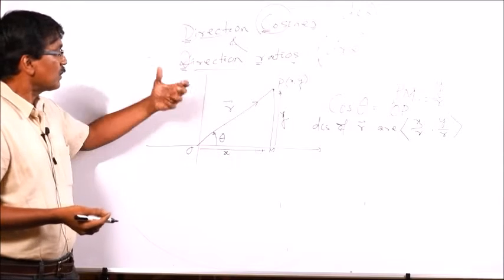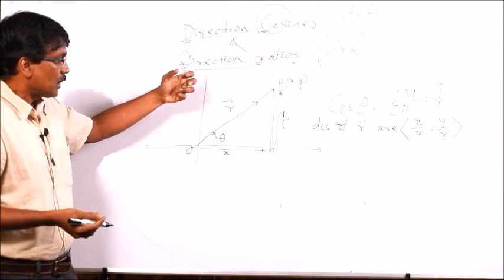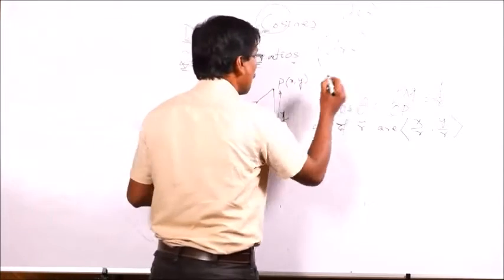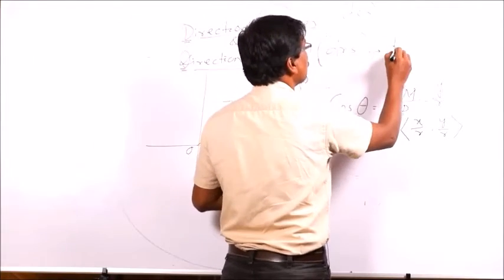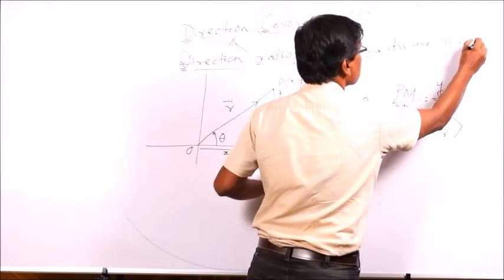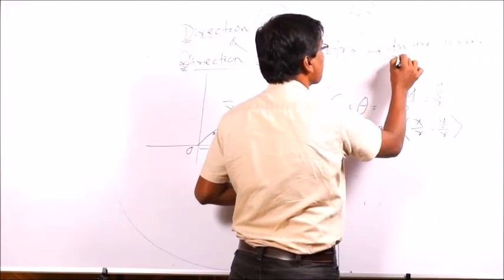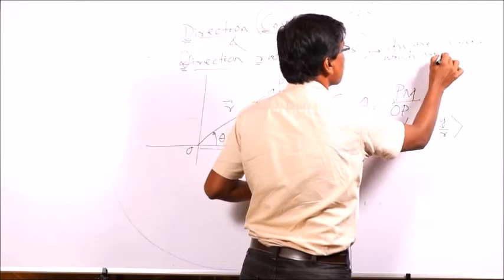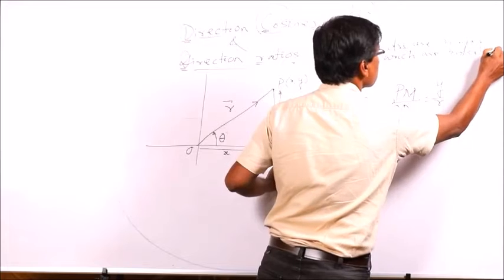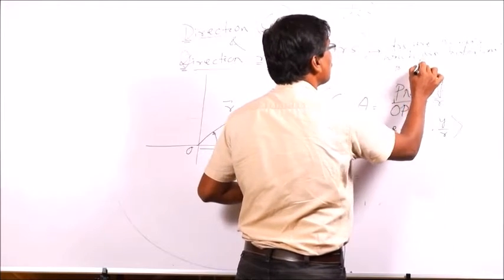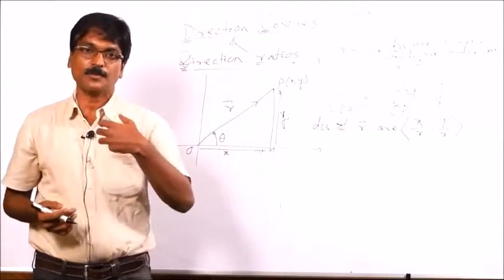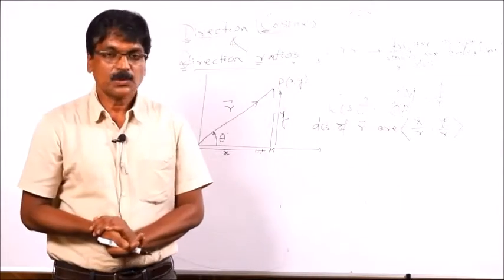So, then comes to direction ratios. So, direction ratios are numbers which are proportional to direction cosines. So, direction ratios are numbers which are proportional to direction cosines.